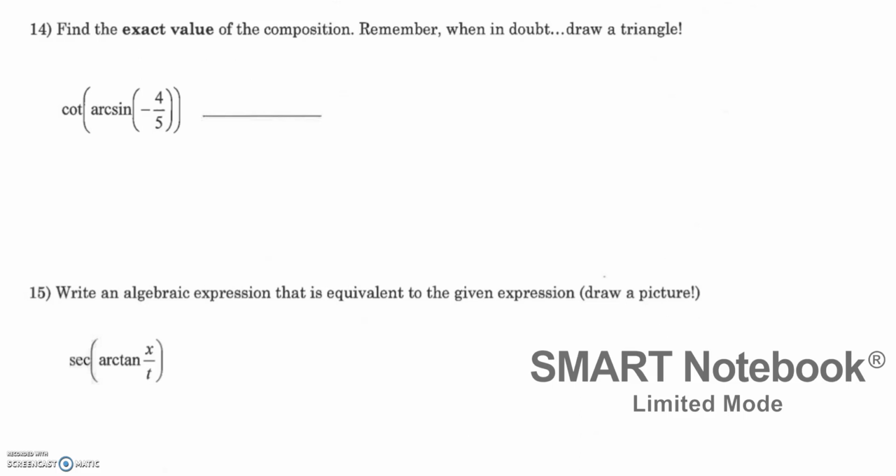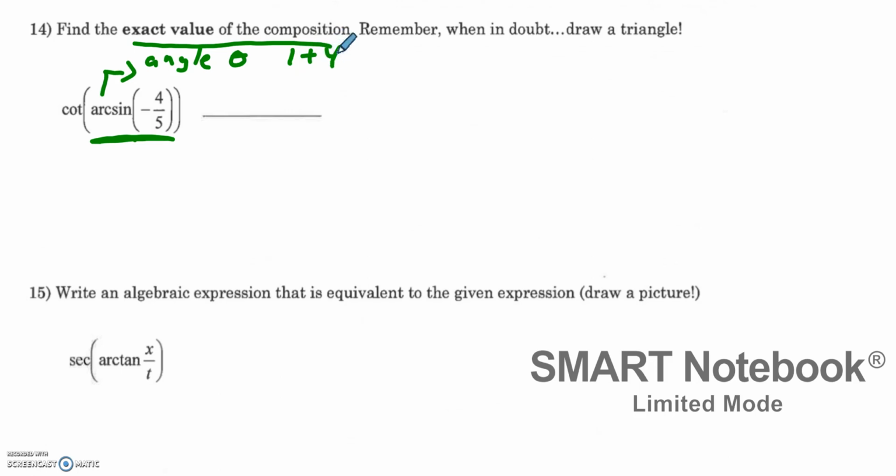So let's start with number 14 here. It's asking us to find the exact value of the composition. So just like the end of the last video, we still have the same notation where we're doing cotangent and then arcsine, and so we need to find this piece first. And just like with the unit circle, we are thinking to ourselves that we would like an angle, or theta, that's restricted to quadrants 1 and 4.